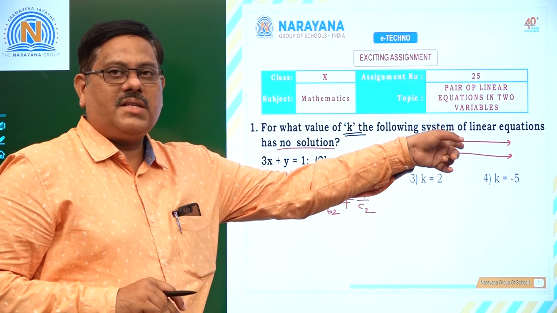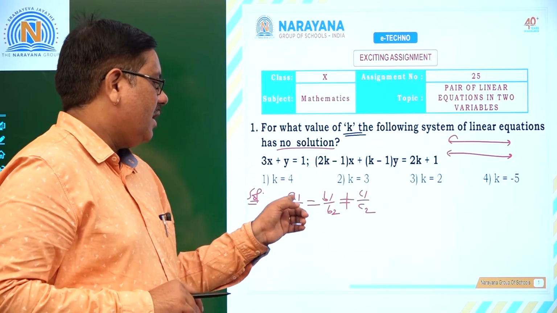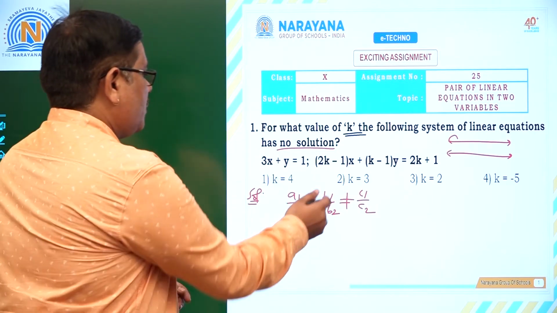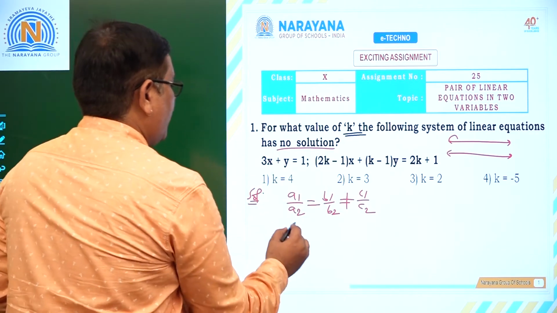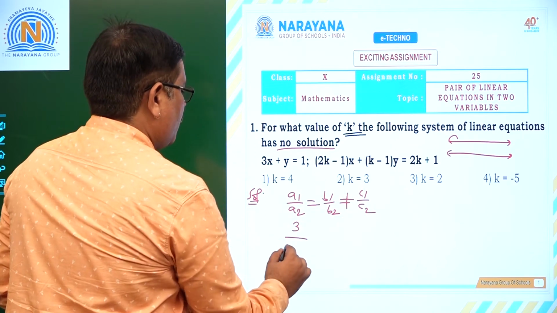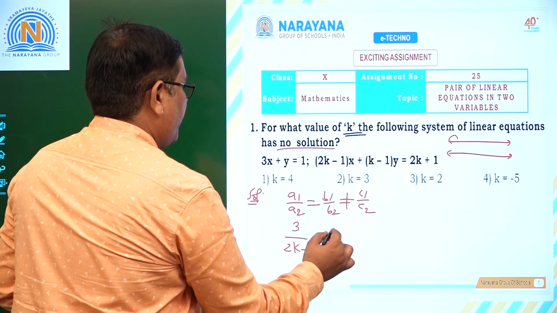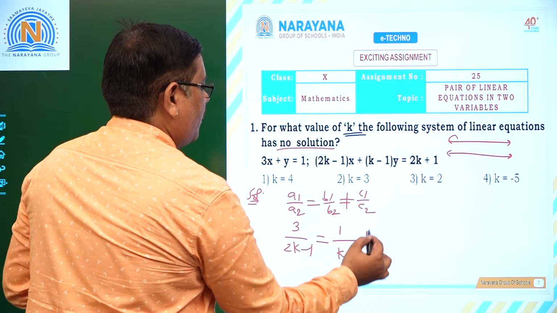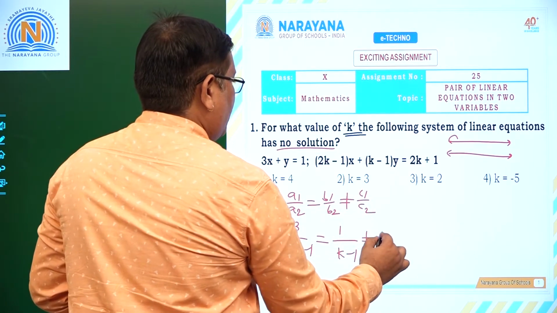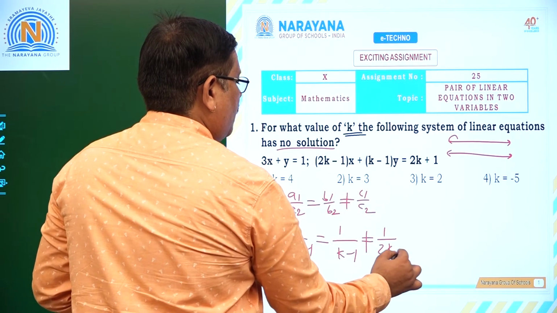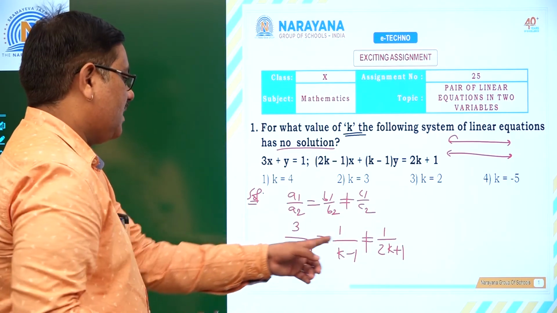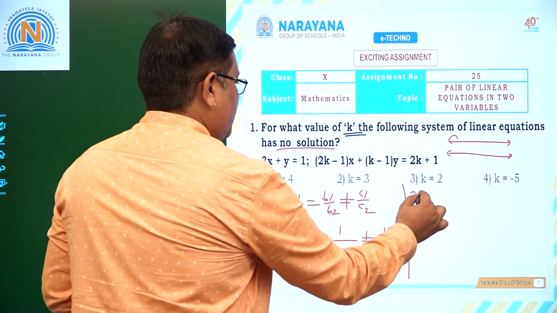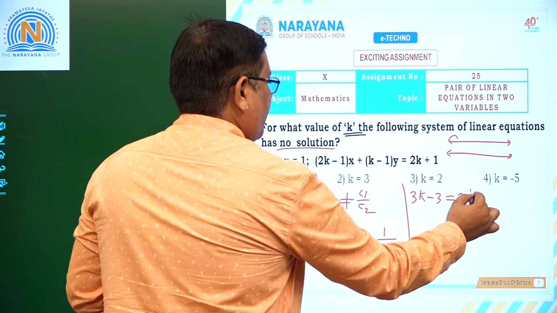If the lines are parallel, what is the parallel condition? a1 by a2 is b1 by b2, not equal to c1 by c2. Using this we have to solve this question. a1 is 3, a2 is 2k minus 1, is equal to b1 is 1, b2 is k minus 1, is not equal to c1 is 1, c2 is 2k plus 1. First let us simplify these two. If I simplify these two, I have 3k minus 3 equal to 2k minus 1.